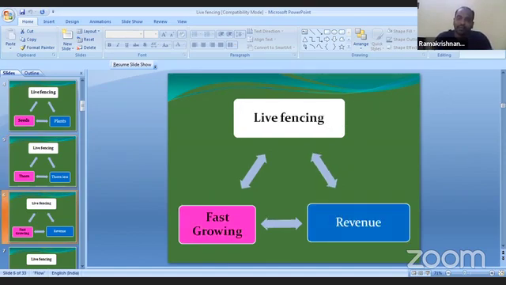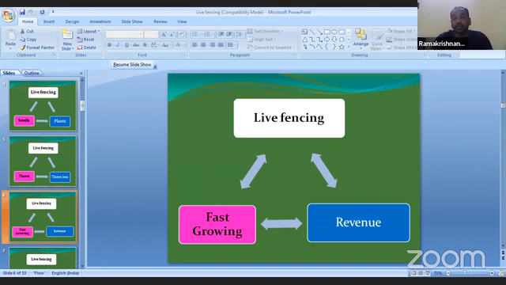Second, for live fencing, fast growing is essential. If we go for bamboo, within 6 to 8 months you get very good fencing. But if you select slow growing plant materials, it is more difficult to make the live fence and also to protect the crop inside. So when we go for live fencing, we select fast growing planting materials. It is very essential and necessary.